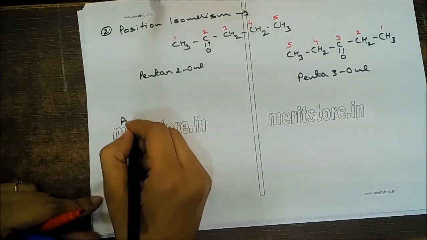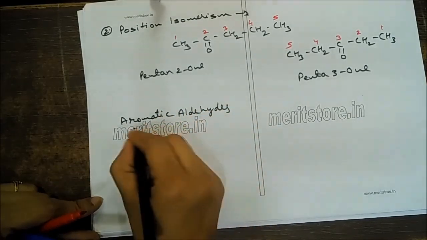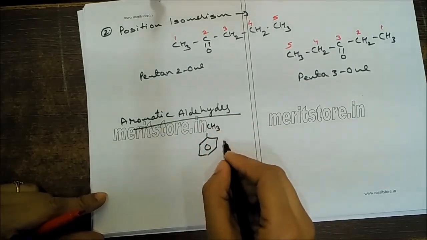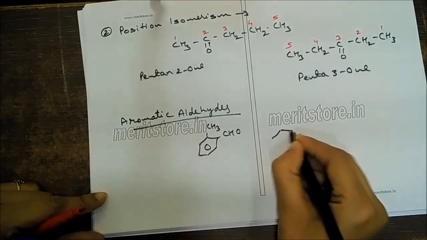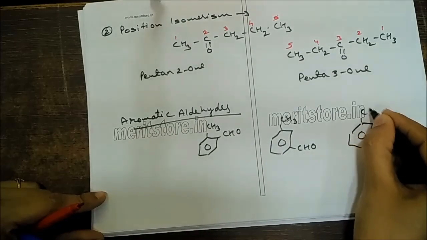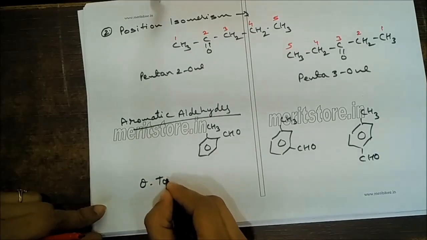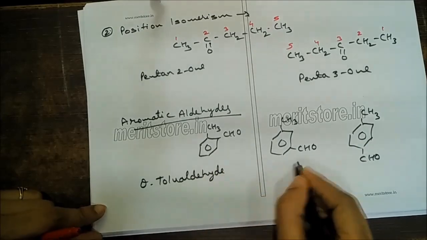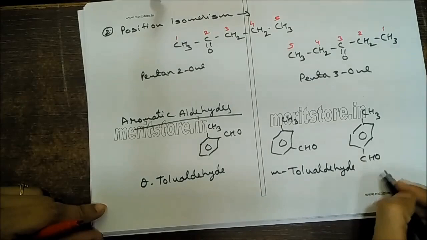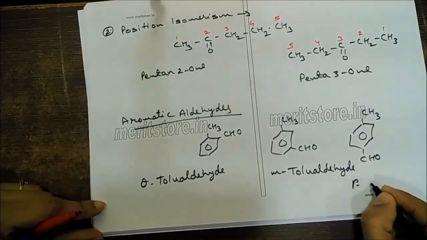Now for aromatic aldehydes, aromatic aldehydes also show position isomerism. If any substituent is present on the ortho position, if it is present on the meta position, and if it is present on the para position, we will give names. It's a tolualdehyde, so it will become ortho tolualdehyde. This is on the meta position, so we'll give meta tolualdehyde, and this is on the para position of the aldehyde. This methyl group is present on the para position, so it will be named para tolualdehyde.